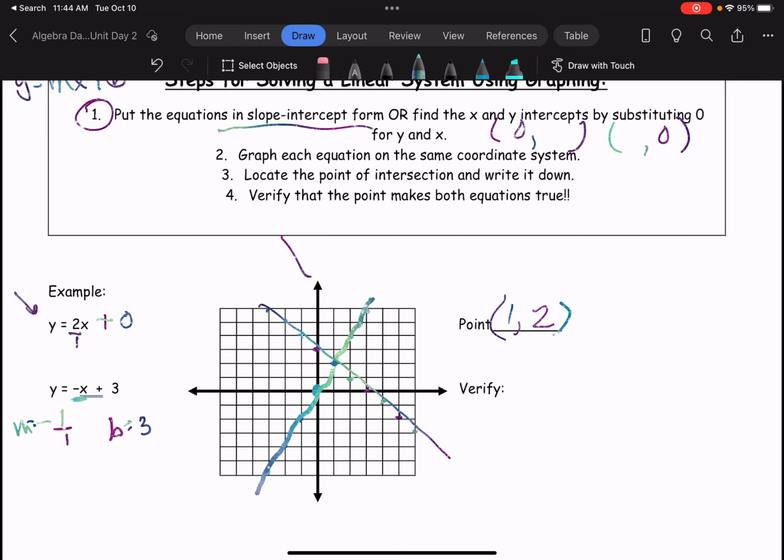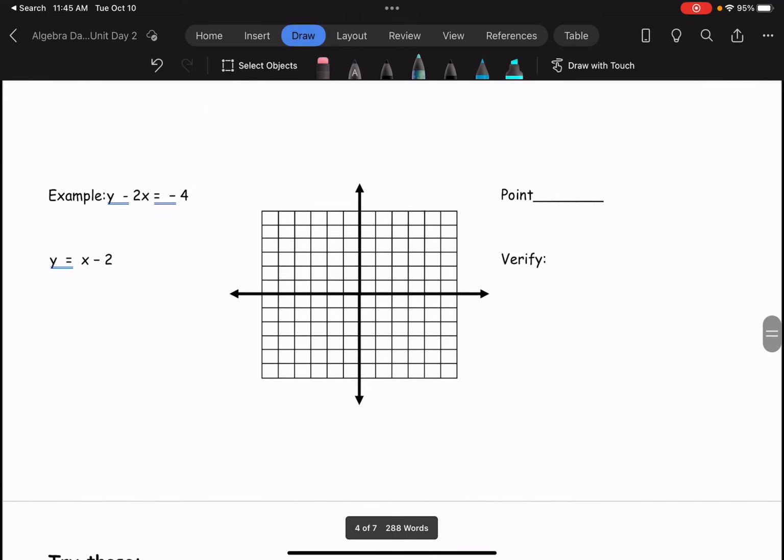Over 1, up 2. And then I'm going to verify. If I plug in 1 for x and 2 for y in the first equation, I get 2 equals 2 times 1. That works. And in the second equation, 2 equals negative 1 plus 3, that does also in fact equal 2, so I know that it works. Let's look at the next example.